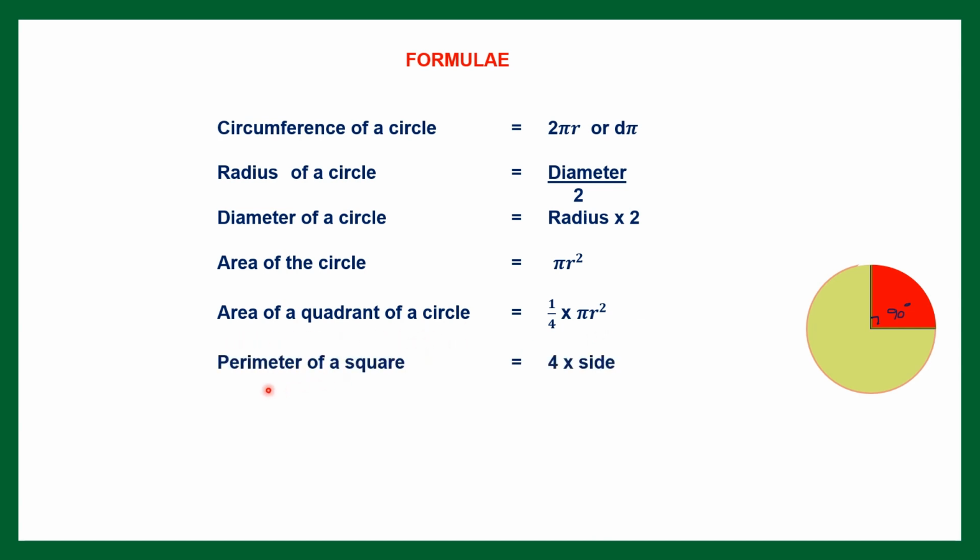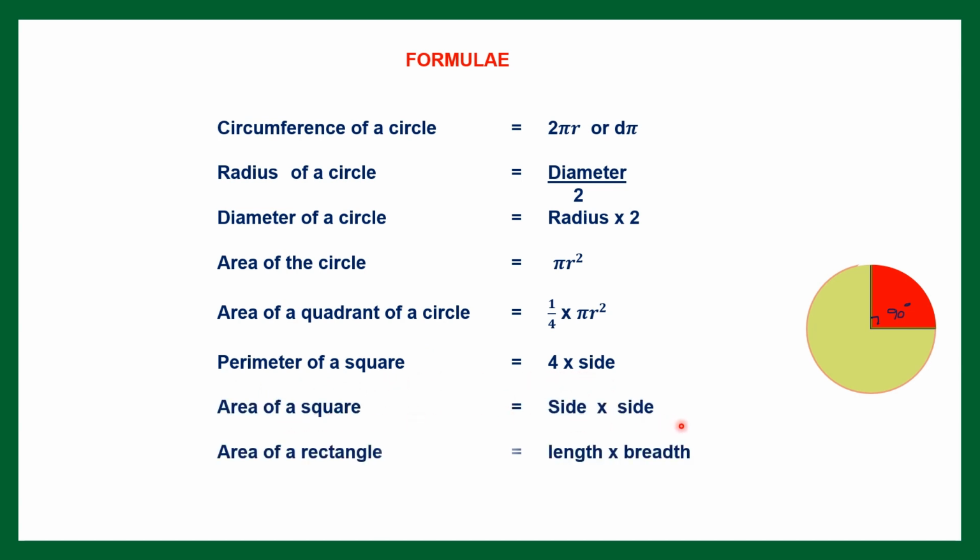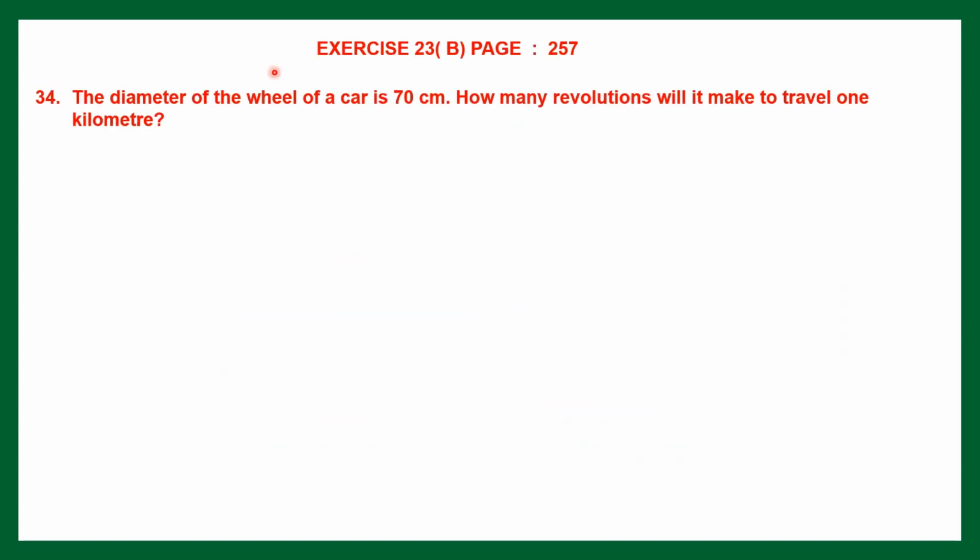Then to find the perimeter of a square, all of you know it is 4 into side. Area of a square is side into side. To find area of a rectangle, we say length. So now that we have revised the formulae, let's begin with the exercise which is found on page number 257 and we are with question 34.